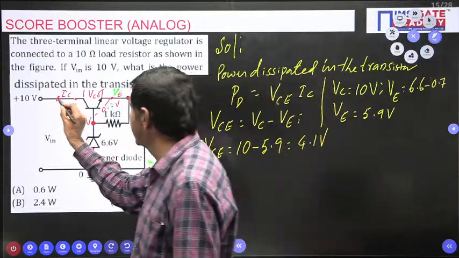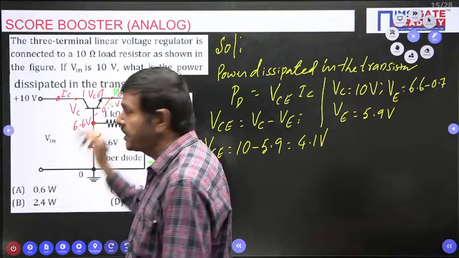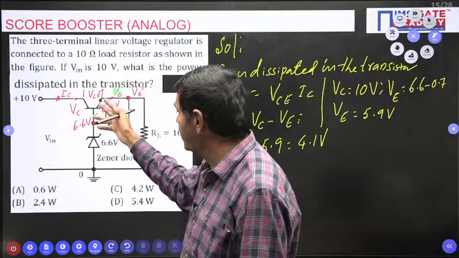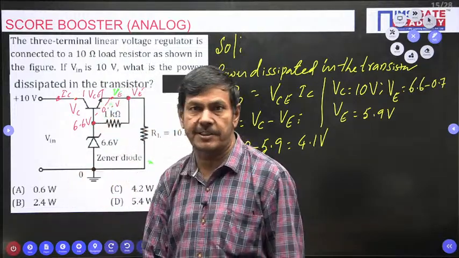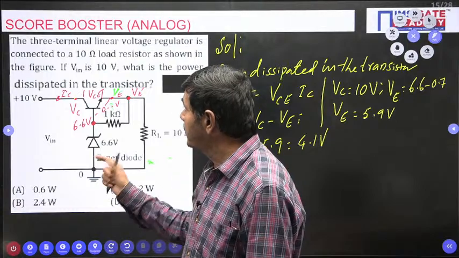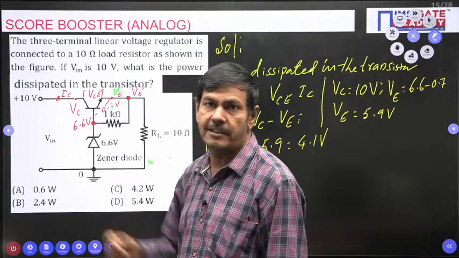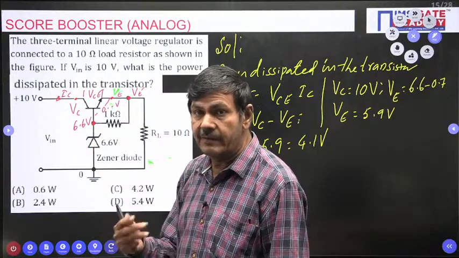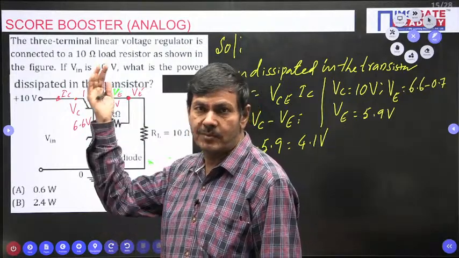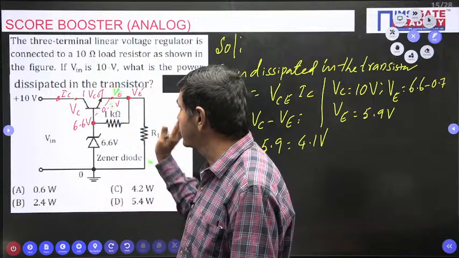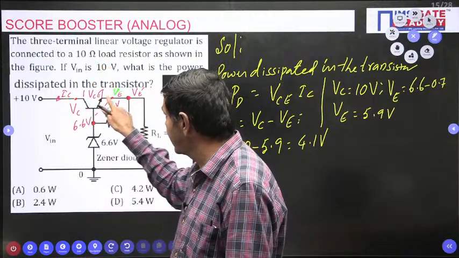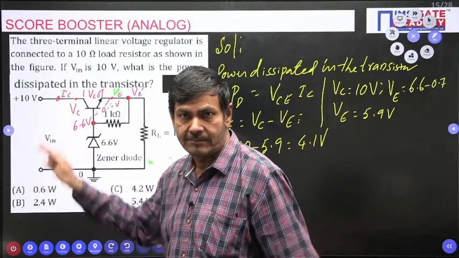This current is IC. What configuration is it? It's a common base configuration. Common base requires the alpha value. Alpha is not given in the problem. If it is not given, we need to assume the maximum value of IC. Put very simply, in common base, IC and IE are approximately equal.